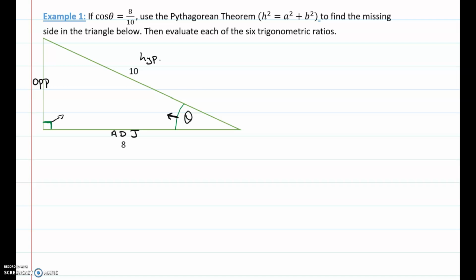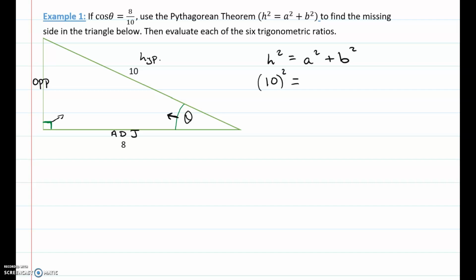Okay, so what we're asked to do: use the Pythagorean theorem, h squared equals a squared plus b squared, to find the missing side in the triangle below. Now you may have seen the Pythagorean theorem written with c squared equals a squared plus b squared. The letters don't matter. I use h because it stands for the hypotenuse. So h squared equals a squared plus b squared. H is 10, the hypotenuse, and the other two don't matter. A and b can be the opposite and the adjacent. It really doesn't matter at all.